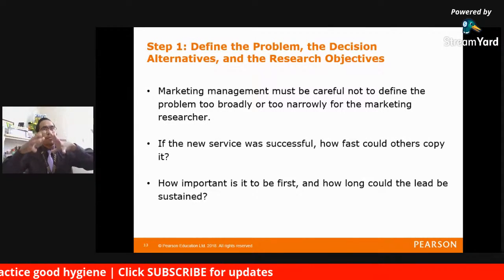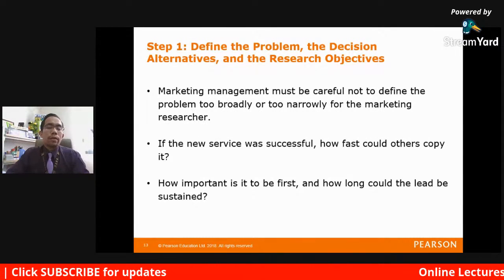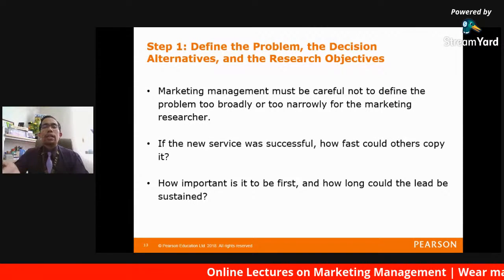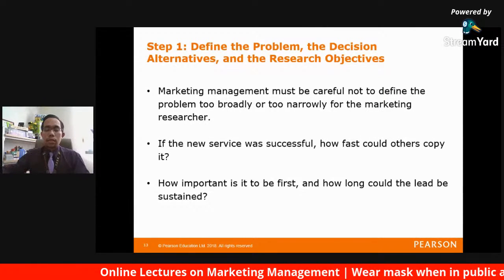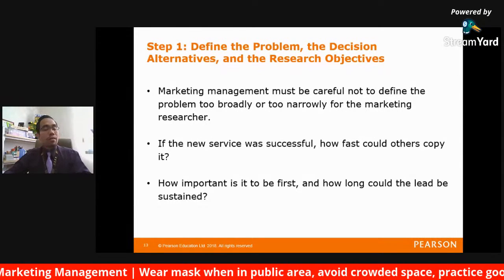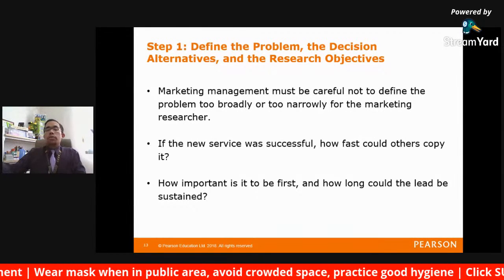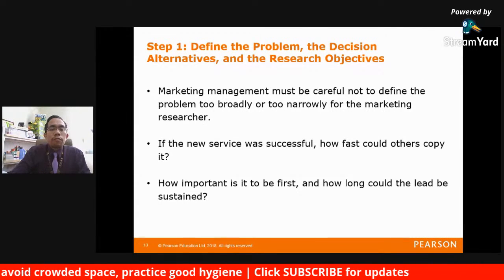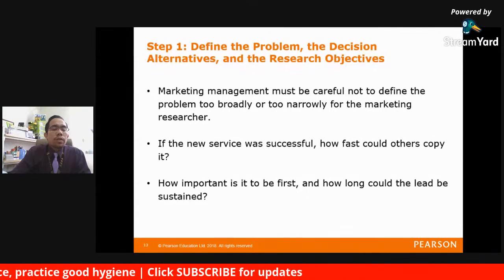Your research should have a border, because we need the lines. If you cross the lines, it means you incur money to retrieve the data. If the new service was successful, how fast could others copy it?